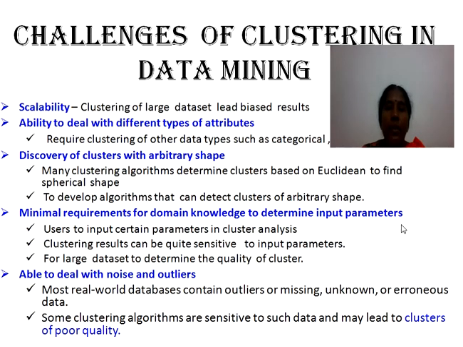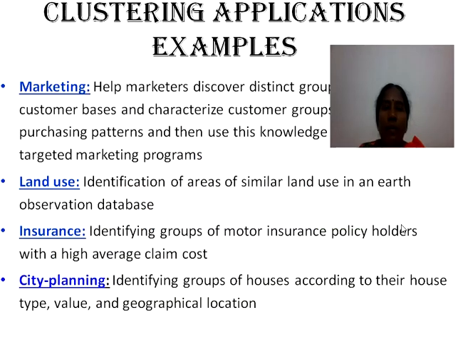Next, where do we apply the clustering concept? For example, these are the 4 applications every human should be aware of. First, marketing: the marketer discovers different groups in their customers. What characteristics do they find? Characteristics of customers based on purchasing patterns. The marketer uses this knowledge to develop target marketing programs.